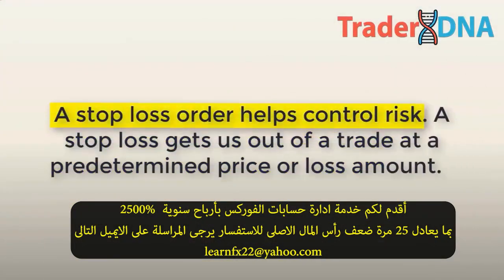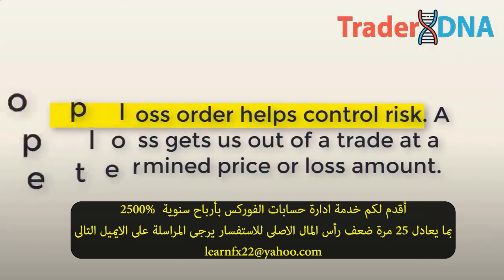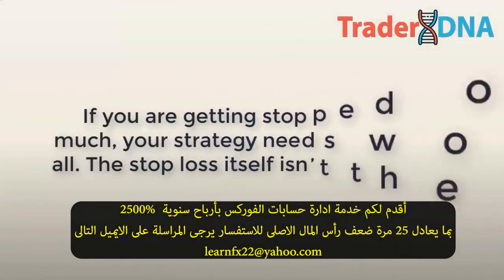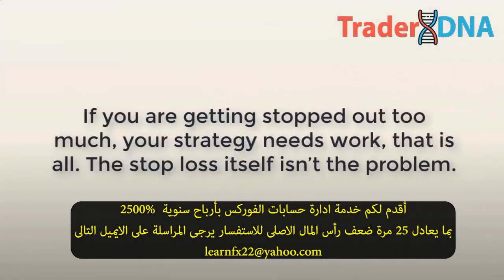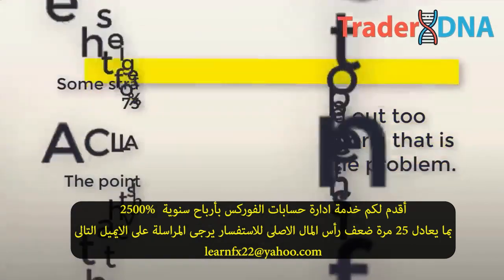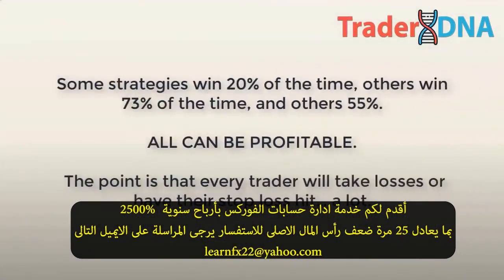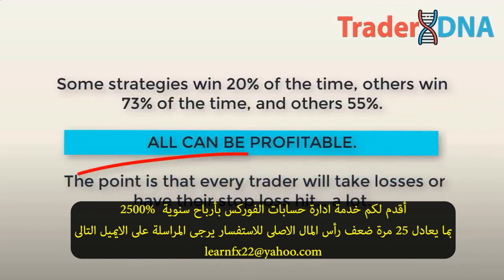A stop-loss order helps control risk. A stop-loss gets us out of a trade at a predetermined price or loss amount. If you are getting stopped out too much, your strategy needs work, that is all. The stop-loss itself isn't the problem. Some strategies win 20% of the time, others win 73% of the time, and others 55%. All can be profitable. The point is that every trader will take losses or have their stop-loss hit.